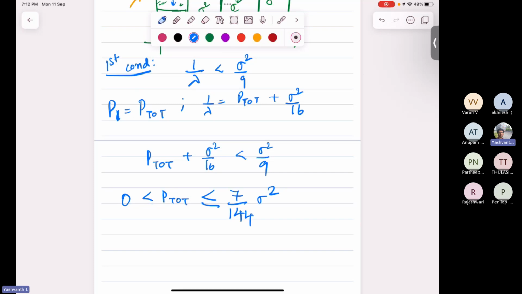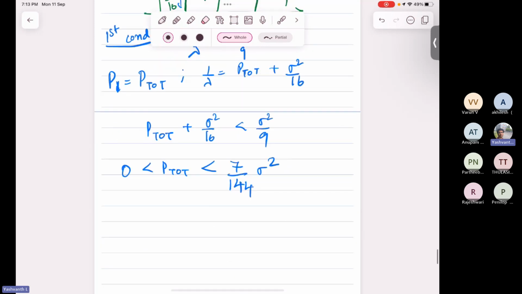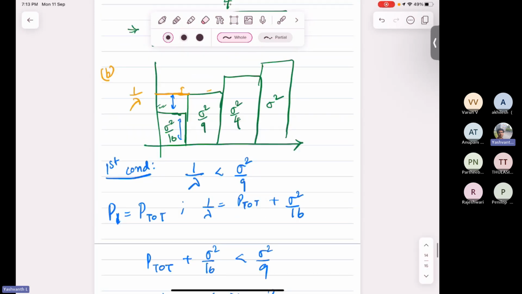So what will happen is, as you keep increasing your transmit power from 0 to 7 by 144 sigma square, this bar will slowly get filled up. And the moment you reach a total transmit power of 7 by 144 sigma square, you would have reached this point. If you give any more power, the second bar will also start to get some water, which means it will also get some non-zero power.